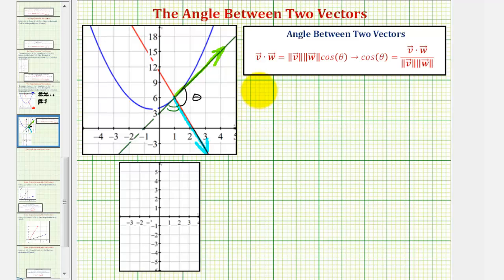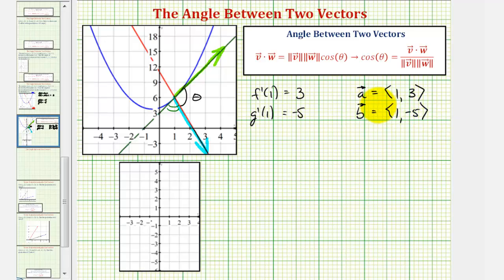But again, since we now know that f prime of 1, the slope of this green tangent line here, is equal to positive 3, let's call vector A the vector that has the same slope as this tangent line, and we could use an x component of 1 and a y component of 3. And then because we know g prime of 1 is equal to negative 5, for the second vector here, let's call it vector B, we'll use an x component of 1 and a y component of negative 5.